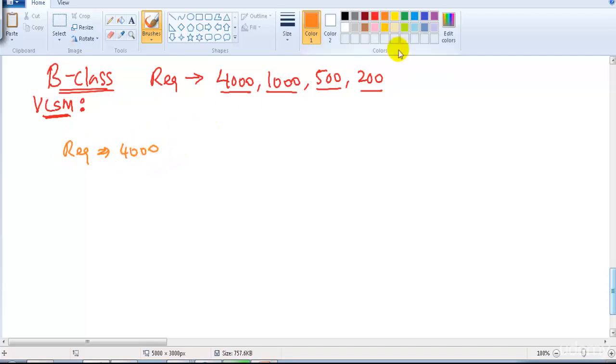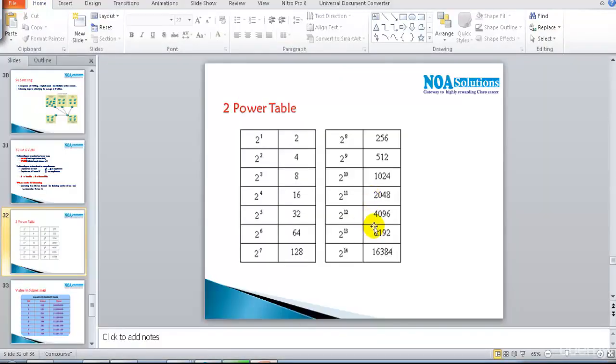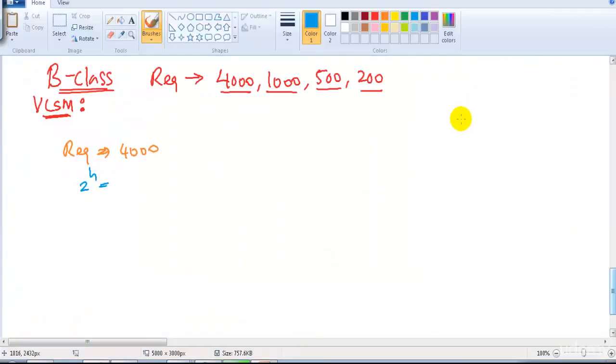When I have a 4000 requirement, what is the nearest power value that satisfies my condition? Check the 2-power table. In the 2-power table, 2 to the power of 12 satisfies my condition. That's 4096. So I'm going to take 2 to the power of 12. 4096 is the possible size of the network.